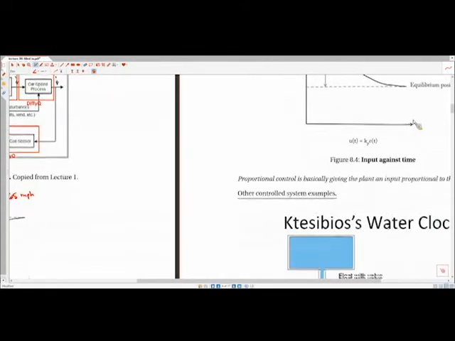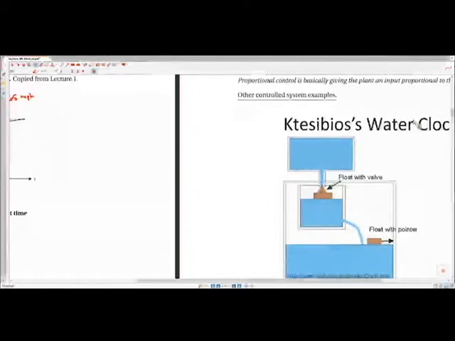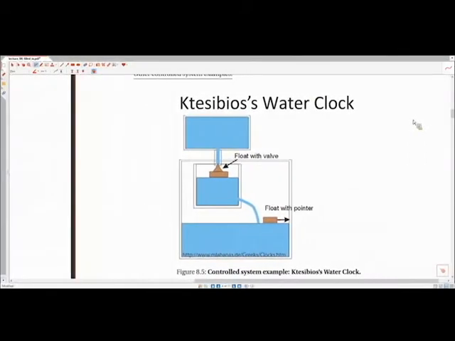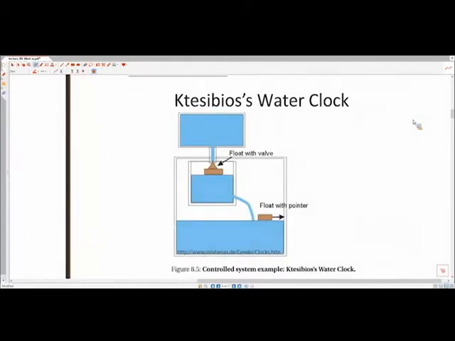Okay, so some examples of other controlled systems. This is what is credited as being the first ever control system. Okay, so what's going on here? So the idea behind this water clock is we wanted to have a constant flow rate of water coming out here, so that when someone wants to know what time of day it is, they can look at where this float is relative to different marks along here.